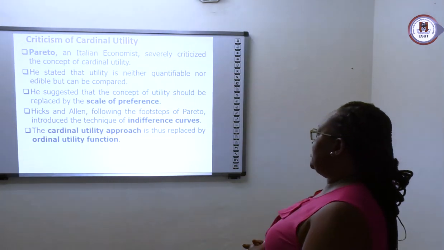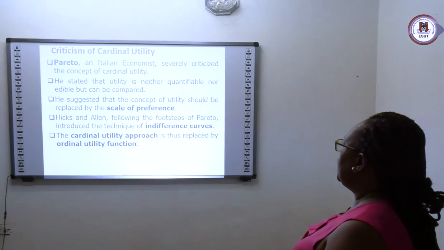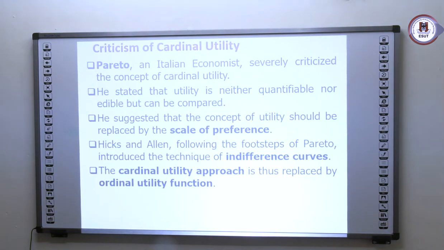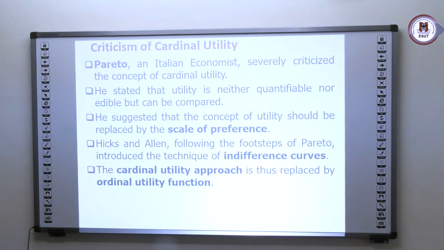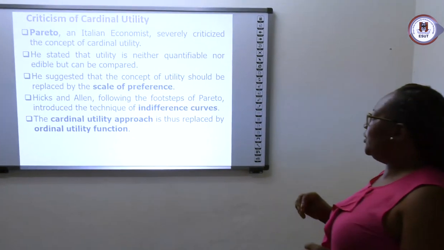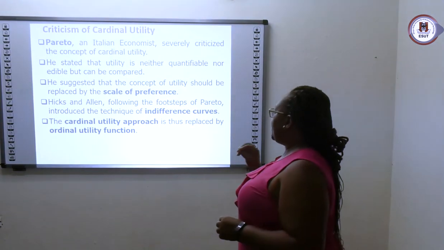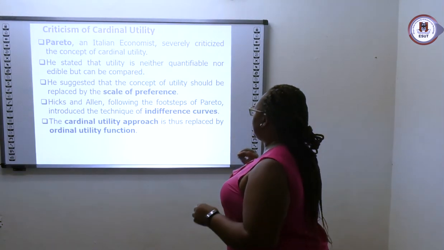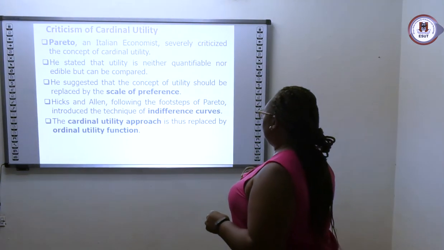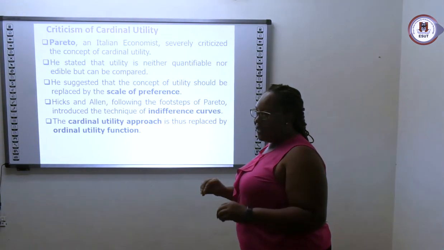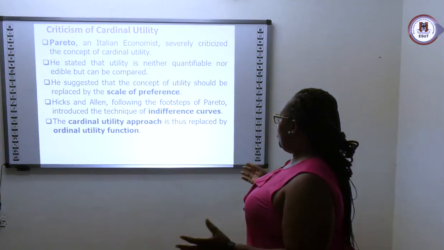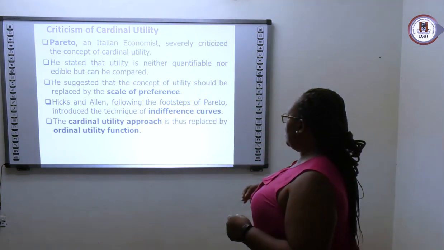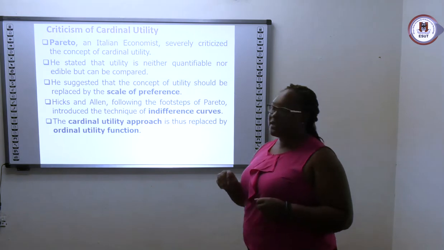Criticism of cardinal utility. Pareto, an Italian economist, severely criticized the concept of cardinal utility. He stated that utility is neither quantifiable nor additive, but can be compared. At this point Pareto is saying that utility is not quantifiable, but it can be compared. When you compare two different commodities, you know the one from which you derive more utility. He also suggests that the concept of utility should be replaced with scale of preference.